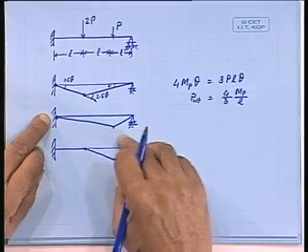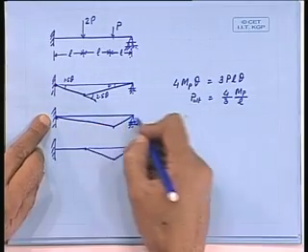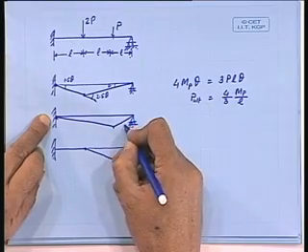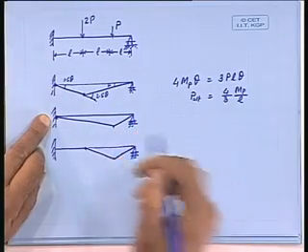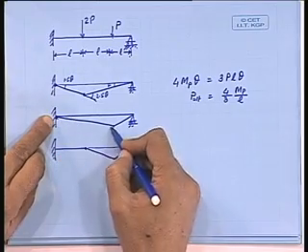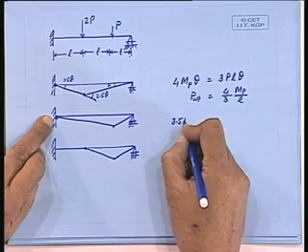Next let us take here, let us take this to be theta, then this will be 1.5 theta and this will be 2.5 theta. So if this is theta, this is 2.5 theta, then the work done is 3.5 MP theta.